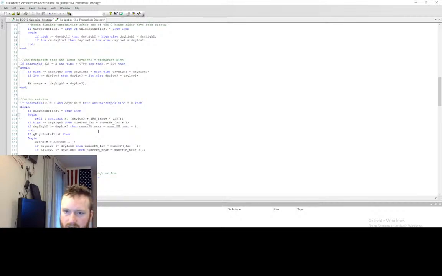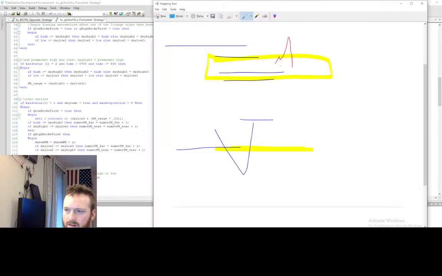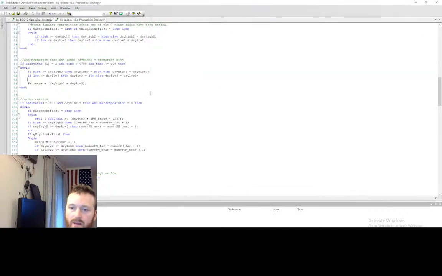That's what I would do. Sell one contract at day low plus pre-market range times 25%. So 25% of the pre-market, meaning the pre-market low plus 25%. So basically that would land us right around this blue line right there. That's where we're getting in. And remember, we'd get out at Globex high. Sell one contract. There you go.